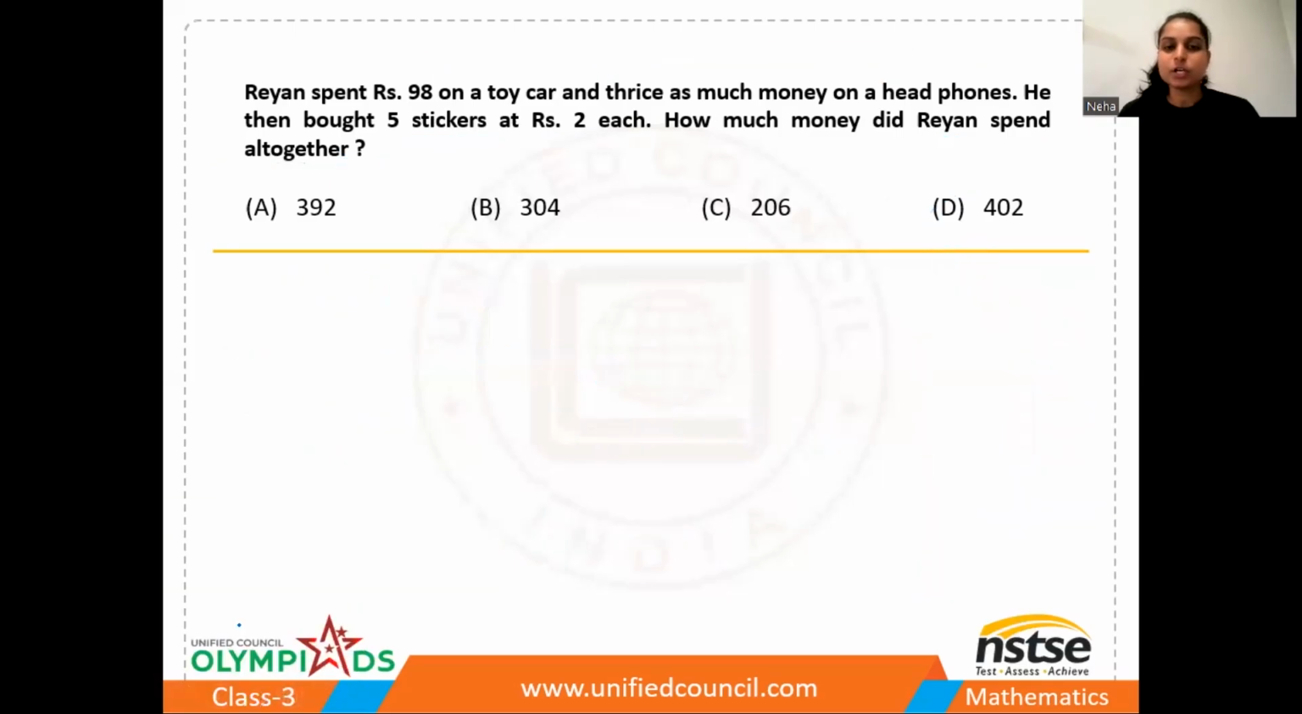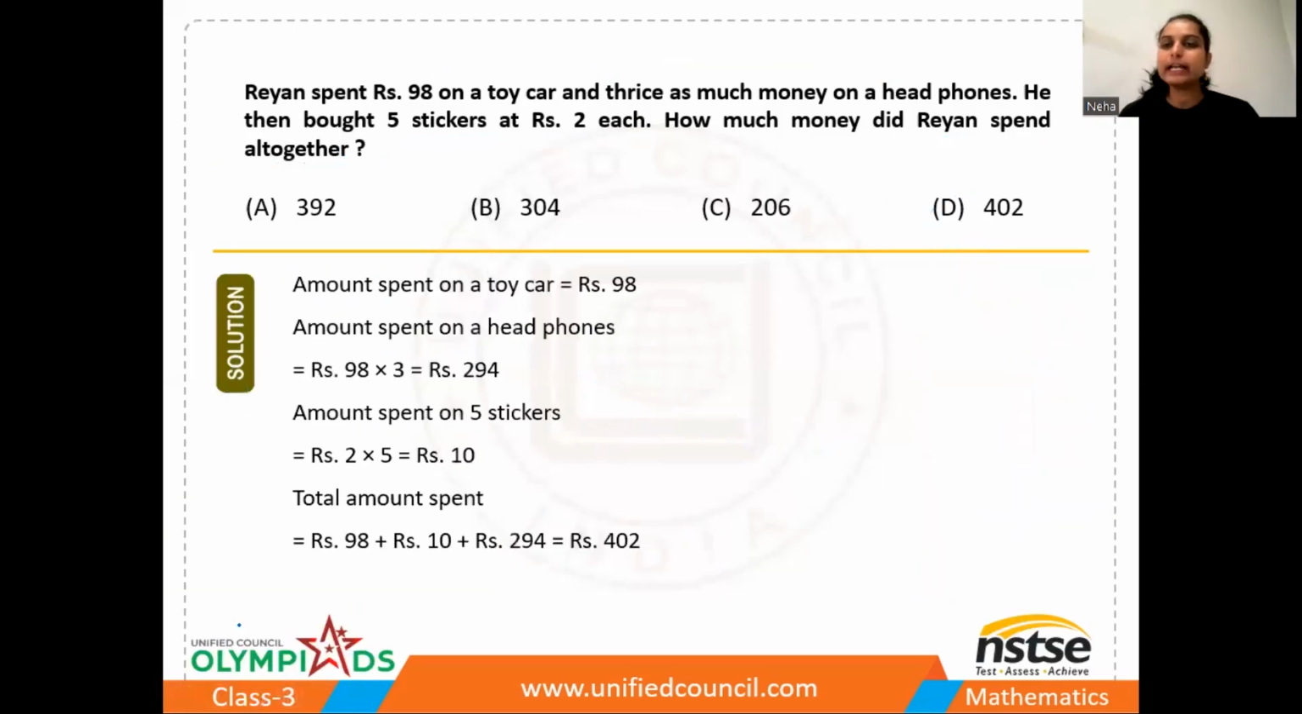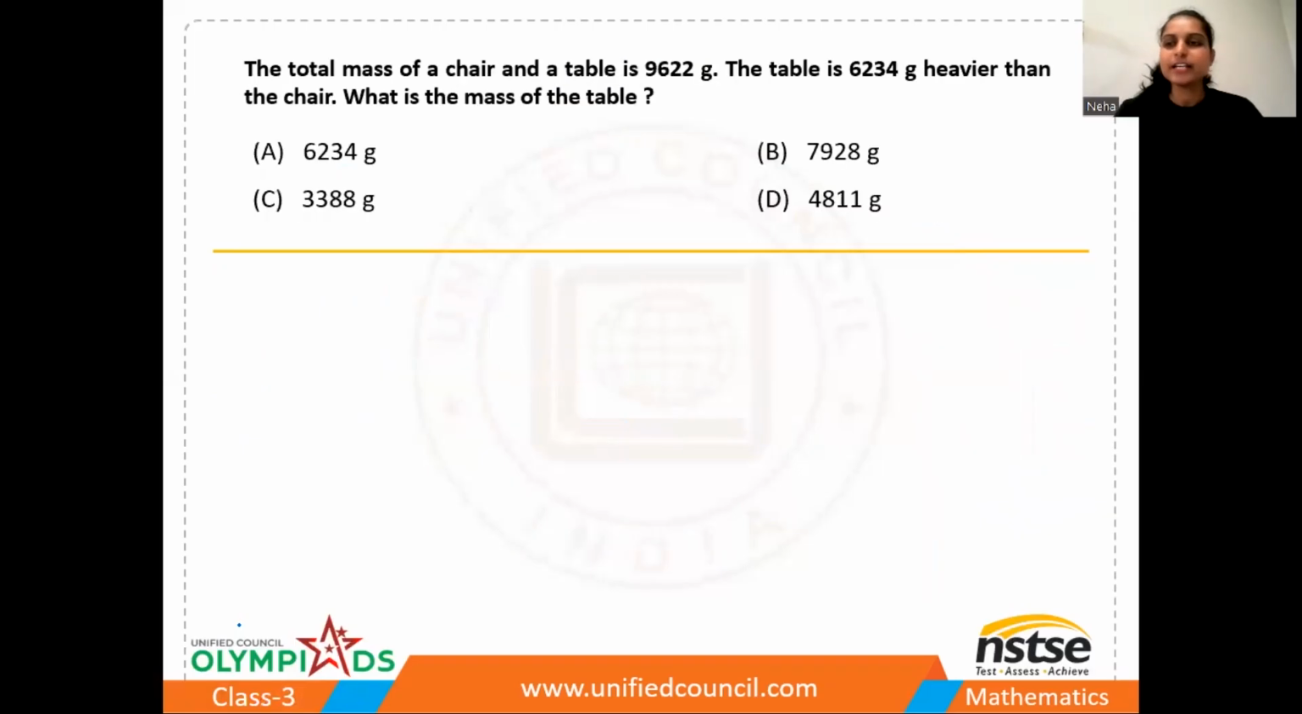Perfect. This is also done, and this is the detailed solution for this given question. All right. Now let's move to the next question, my dear students. This is the next question. The next question says that the total mass of a chair and a table is 9622 grams.